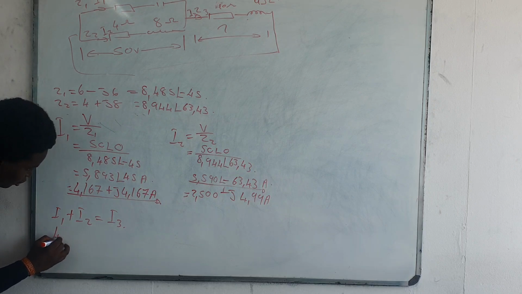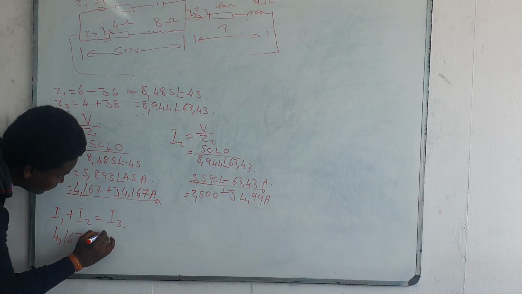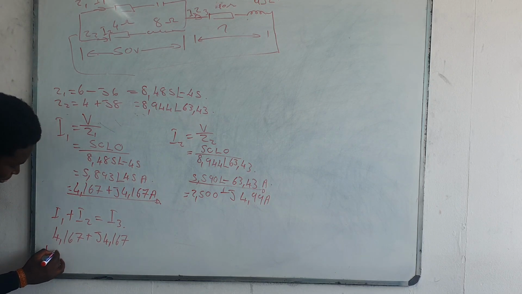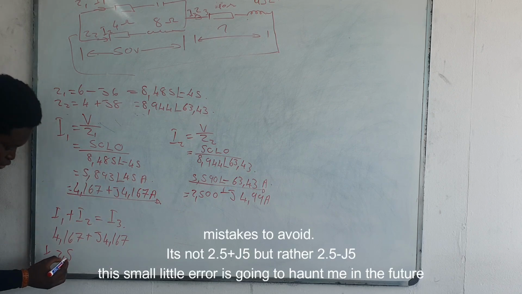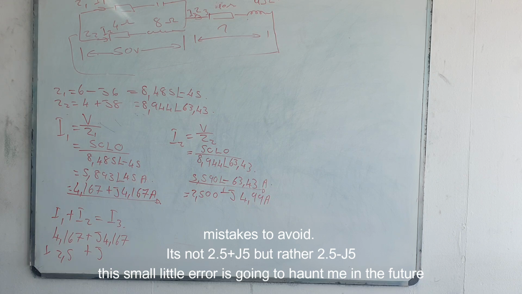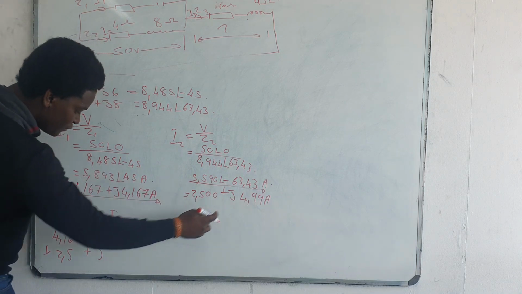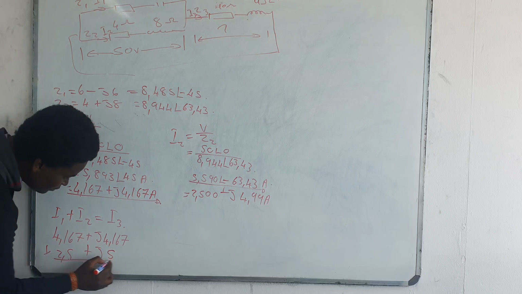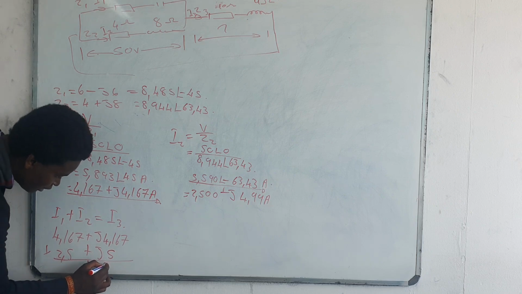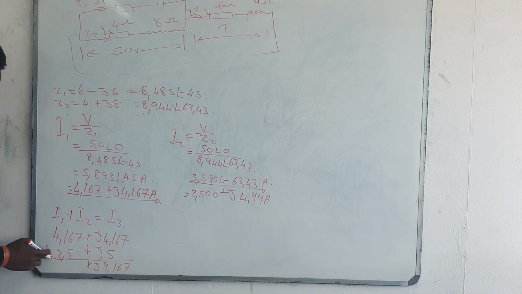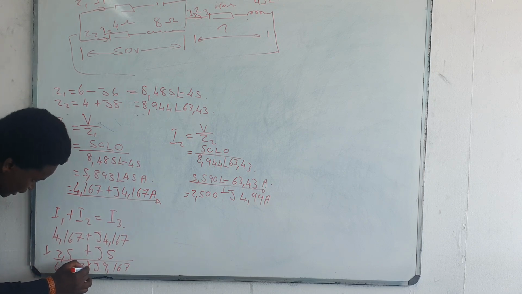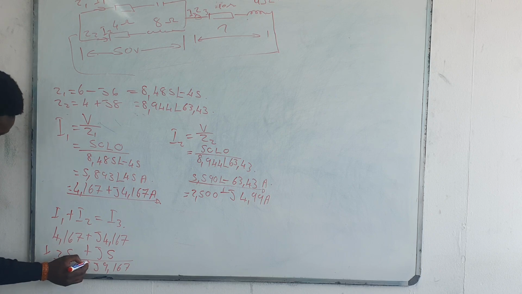So in other words, this is 4.167 plus J4.167, plus 2.5, and I can round the other one up to 5. Plus J5. Now if we add 4.167 plus 5, you get 9.167. And 2.5 plus 4.167, you get 6.67. That is correct, right? This is supposed to be a plus.